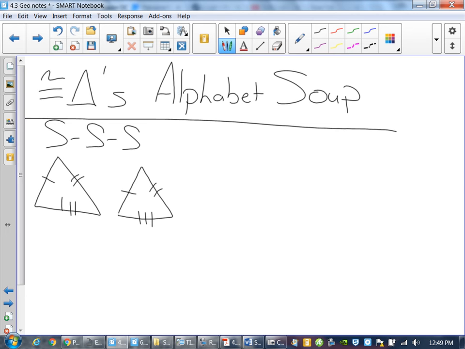I'm not going to read or write out the entire long-winded definition of if 3 sides of one triangle are congruent to the corresponding 3 sides of another, then the 2 triangles are congruent. That's a waste of time. Draw a picture, put tick marks on it, and you have 3 sets of sides. Triangles are congruent because of side, side, side.